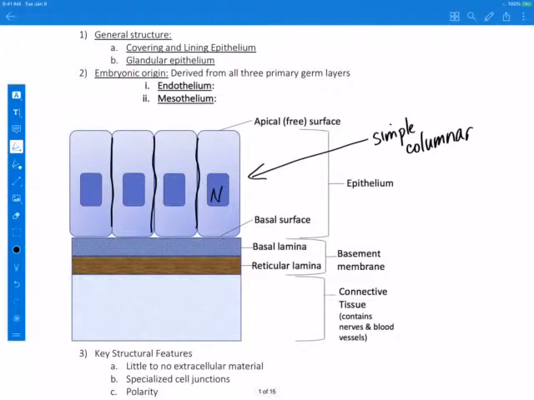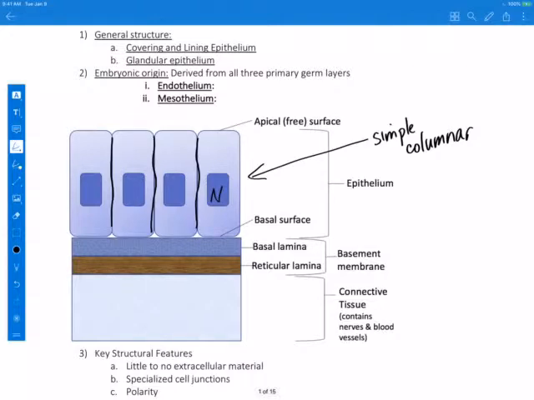And then another key feature about epithelial tissue is a feature called polarity. Polarity is when an epithelial cell has an apical surface and a basal surface. And I just got done talking about that. That's called polarity, meaning there's a difference in the structure of the cells at these two surfaces. So polarity refers to the apical and the basal surfaces.